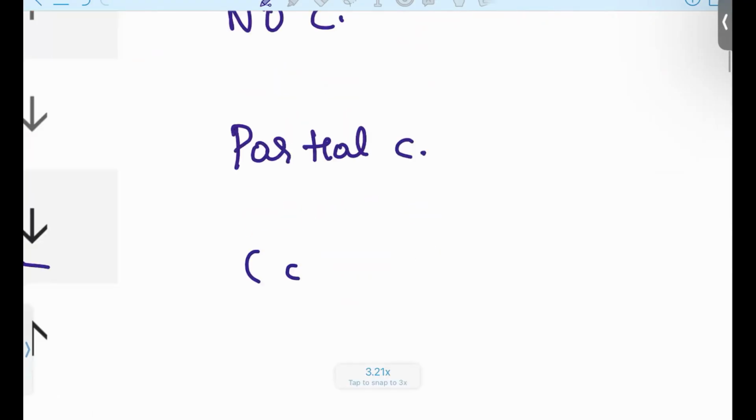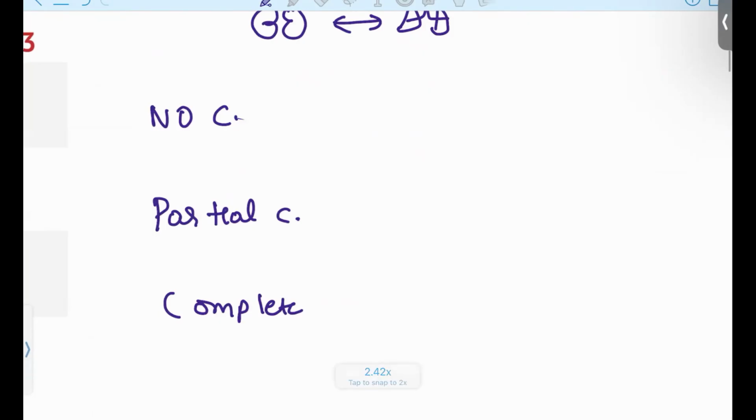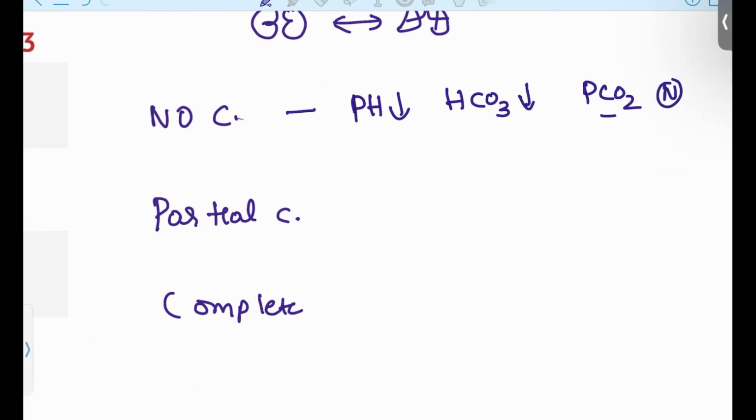So we have three types of compensation: no compensation, partial compensation, and complete compensation. How do we interpret these values? In no compensation, what happens? pH is low and HCO3 is also low. And your PCO2, what does it have to do? It has to compensate, but it is normal. So that means compensation has not started yet in this patient.